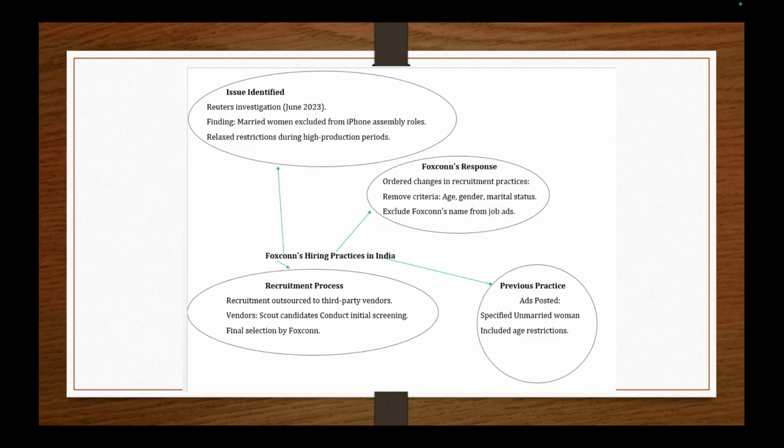Now, see here, that's how we need to put that across. See, first, the center line, that is Foxconn hiring practices in India. First, issues identified, then Foxconn's response, then the recruitment process, and then the previous practice. Now, that's how you need to map this entire information. Okay, quite striking to the eyes as well.